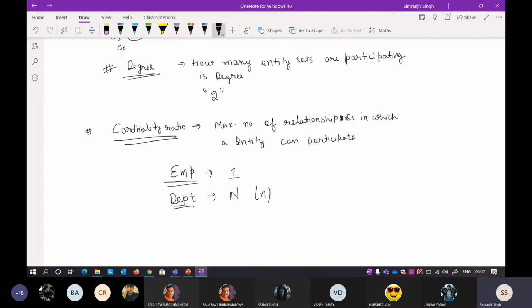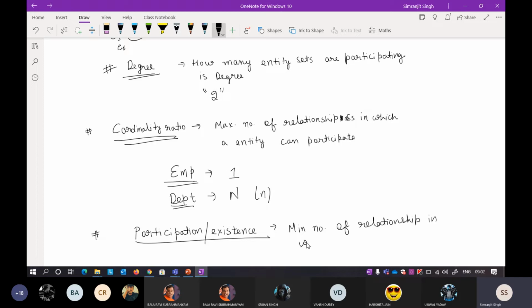Okay, so now the third part is participation slash existence. It is just the reverse of whatever the cardinality ratio is. It is the minimum number of relationships in which an entity can participate.